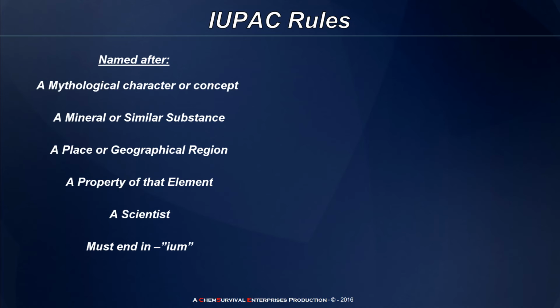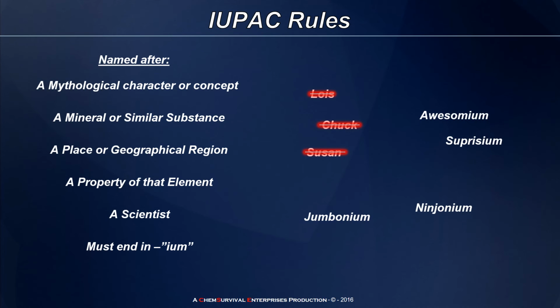Now those names notwithstanding, there are plenty of popular names that aren't going to fly based upon these rules. Common names: Lois, Chuck, Susan. Sorry, you guys are out of luck because even if you are a famous scientist, these names don't end in IUM. Fun names like Jumbonium, Ninjonium, Osmium, and Surprisium aren't going to work either because they don't accurately describe a specific person or a specific property of the element.